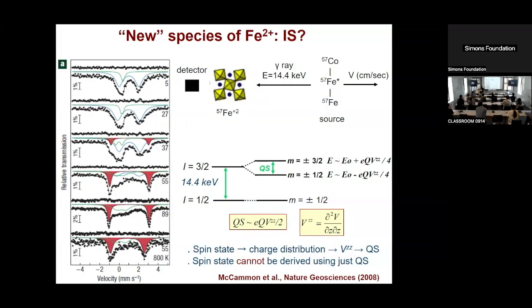At low pressures, you have BCC iron and a low quadrupole splitting. As pressure increases, you start seeing another two sets of peaks. That is the second kind of iron. This was speculated to be the intermediate spin state. Why? Because the quadrupole splitting is larger. The electric field gradient at the nuclear site must be larger, and that cannot be produced by the low spin state, which has a more symmetric electronic density configuration around the iron site. So this was proposed to be the intermediate spin state.